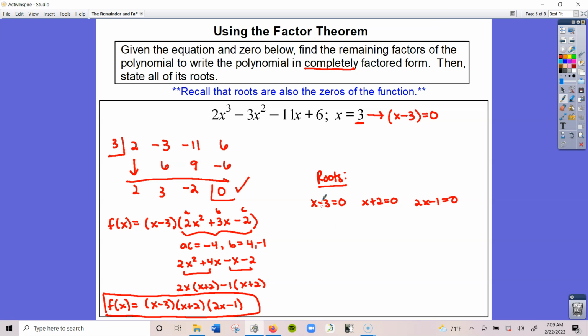Solve for each x. Here I'd have to add the 3, so x is equal to 3. Here I'd have to subtract the 2, so x is equal to negative 2. And this one is a two-step, so I'd have to add the 1, so 2x is equal to 1, and then divide the 2. So x is also equal to 1/2. And this would be my roots of the polynomial.